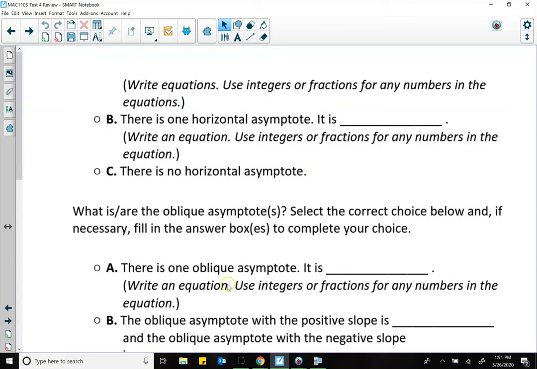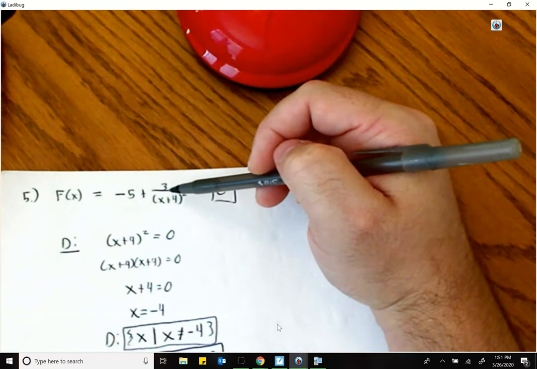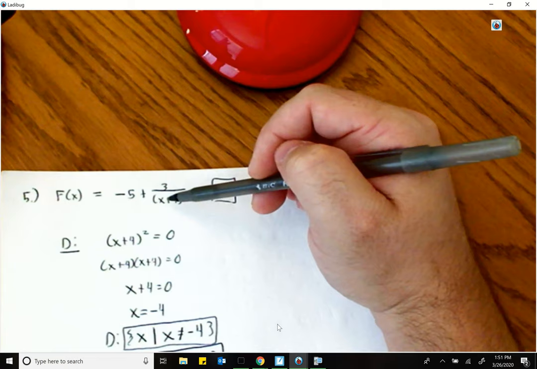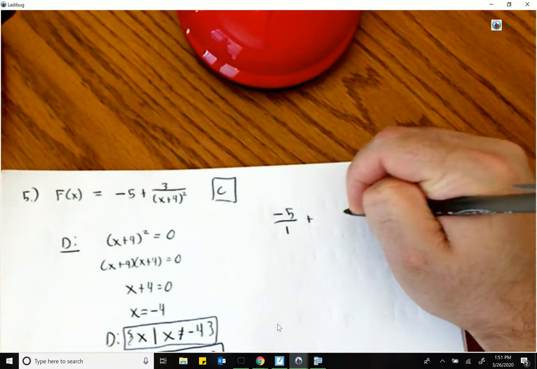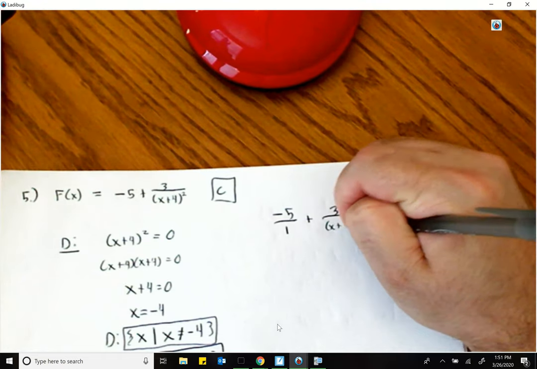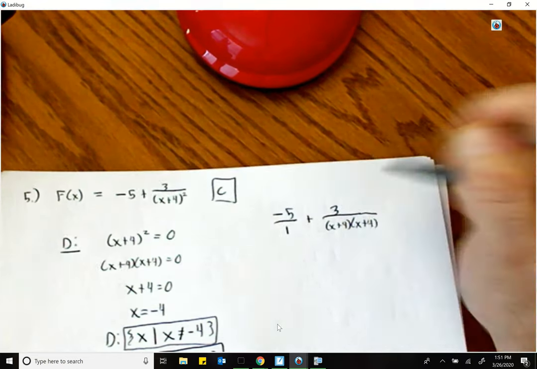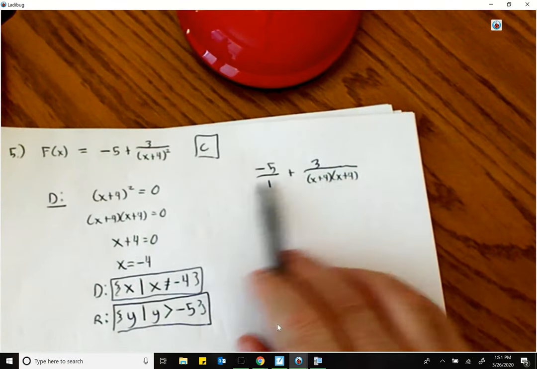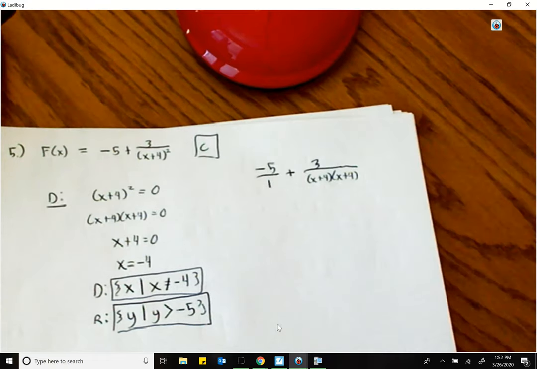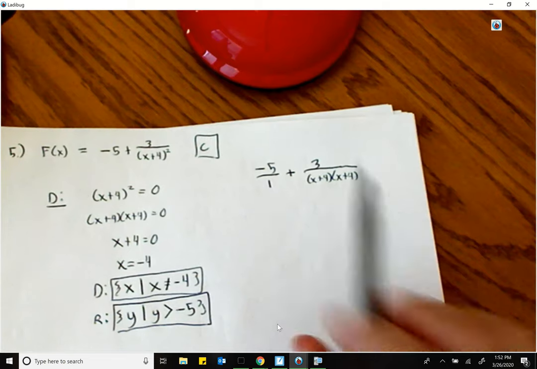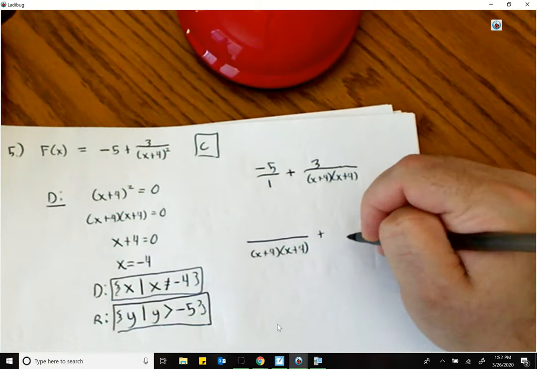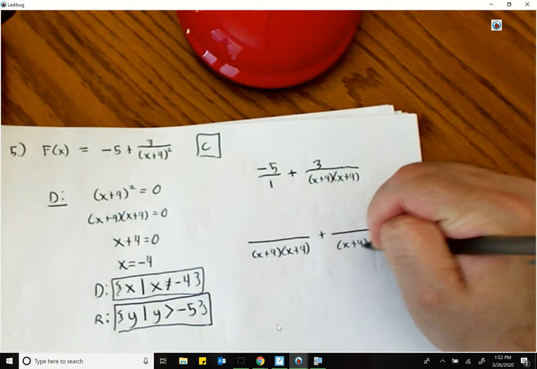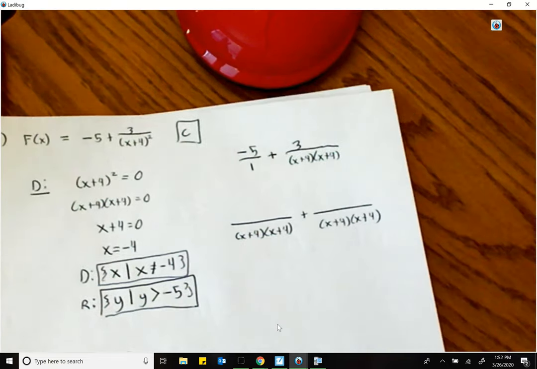All right, now this one, you got to be careful because in our problem, we have two pieces here, and we really do need to put these things back together. That means we need to put these rationals back together. So that's negative 5 over 1 plus 3 over (x + 4)(x + 4). I like to expand that out. And remember what you learned in intermediate algebra. In order to add or subtract rationals, you have to have common denominators. Well, what's the common denominator between these two? It's going to be (x + 4)(x + 4). That's the common denominator.